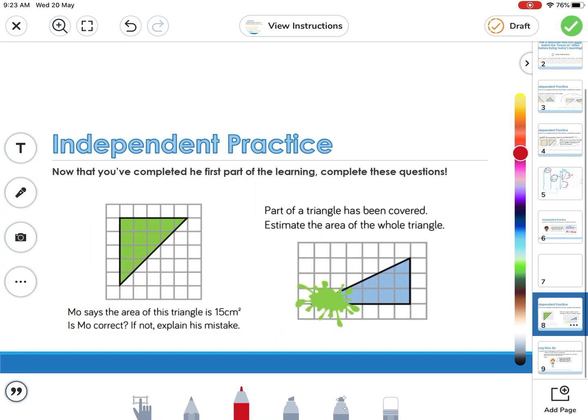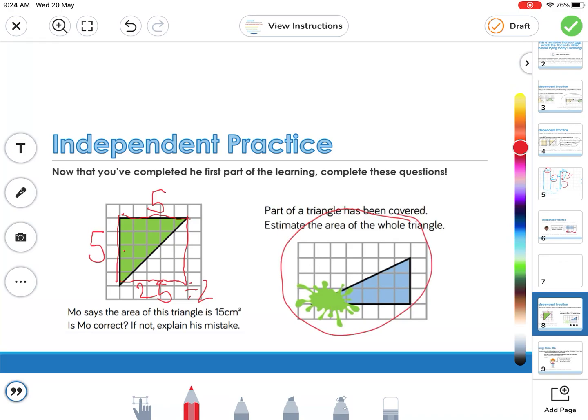Oh, and then finally, now you completed the first bit. Okay, Mo says that the area of this triangle is 15 centimeters squared. Is Mo correct? If not, explain his mistake. Now let's count up the sides and the length. So we've got 1, 2, 3, 4, 5. This is 5. 1, 2, 3, 4, 5. This is 5. I know that 5 times 5, if this was a square, would be 25. But I know that the triangle is half of that, half of 25, and you'll get your answer. And then use a similar thing to have a go at this one here.